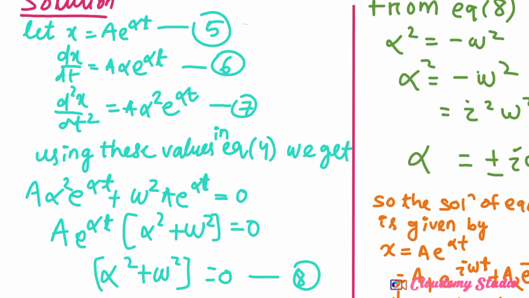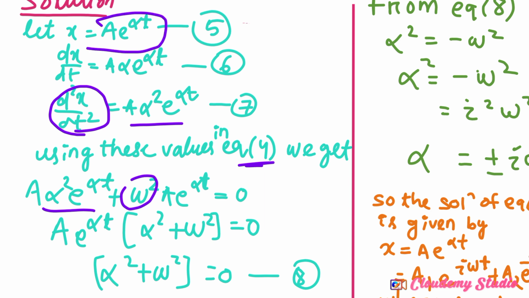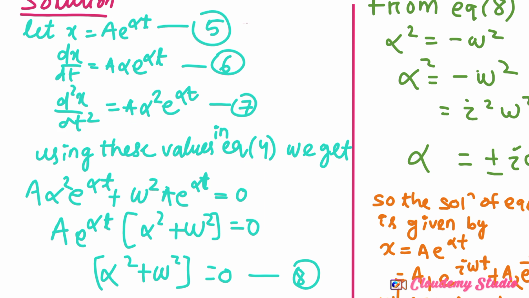Next, using these values in equation number 4: d square x upon dt square plus omega square x is equal to 0. Here d square x upon dt square is equal to this, putting this and omega square into x, this one is equal to 0. Taking common a e raised to the power alpha t, then alpha square plus omega square is equal to 0.